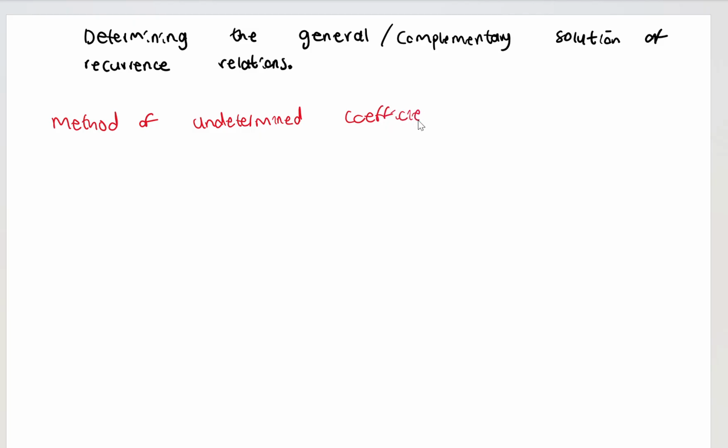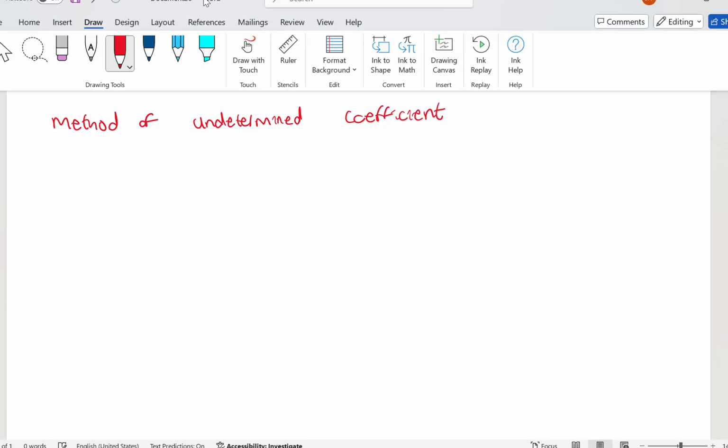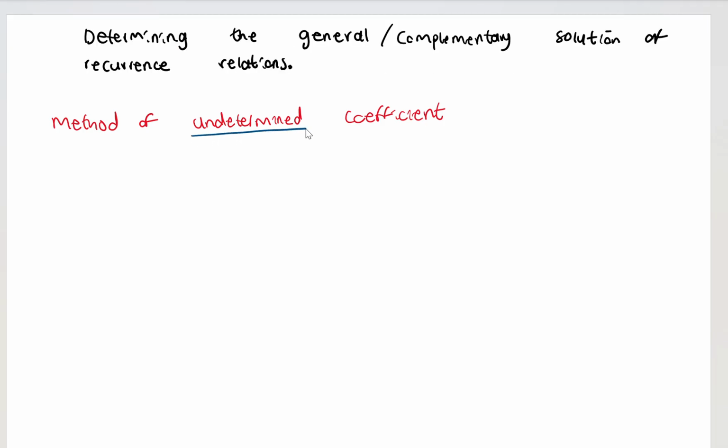So, what does this mean? Well, the name is self-explanatory, right? Method of undetermined coefficients, meaning our solution is going to be in terms of coefficients which we don't know the actual values of unless given initial conditions, which we'll talk about, what exactly are initial conditions.